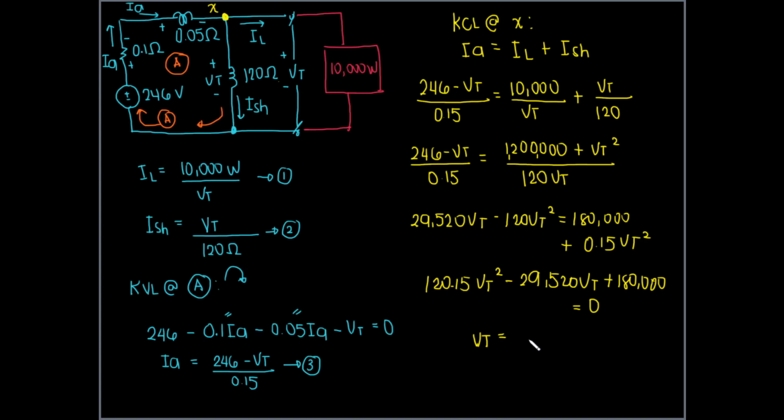So the more sensible answer must be the first one, being 239.436. There. So that must be the terminal voltage of the long shunt generator.